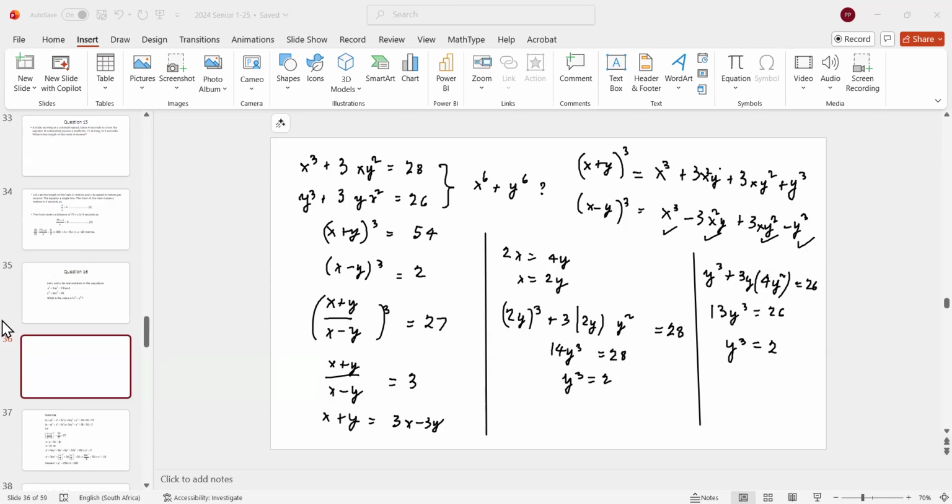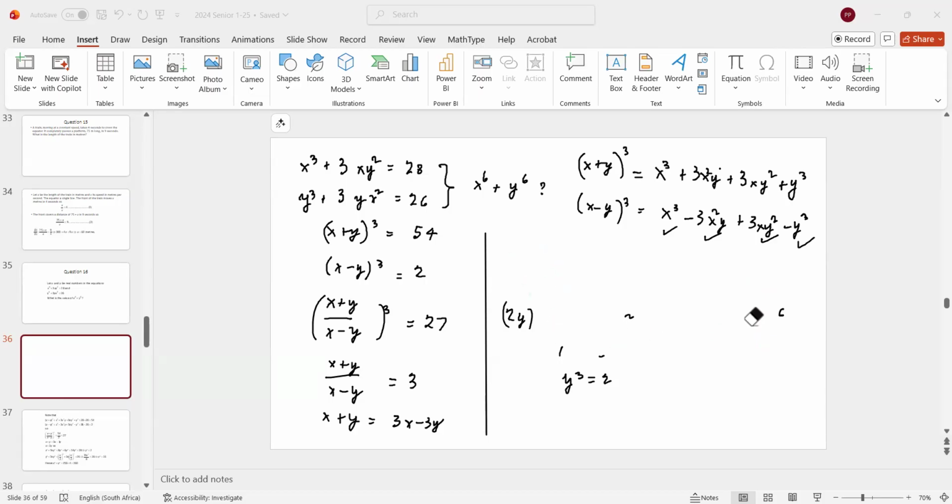Oh, I shouldn't have done that. I'm not finding y, I'm finding x. Okay, let me delete all this. I think I'll need a little bit more space. Remember, y cubed is equal to 2. So now let me calculate x. I know that y cubed is 2. So the last case, I actually landed up with exactly the same answer as before. The reason was I needed to find x.